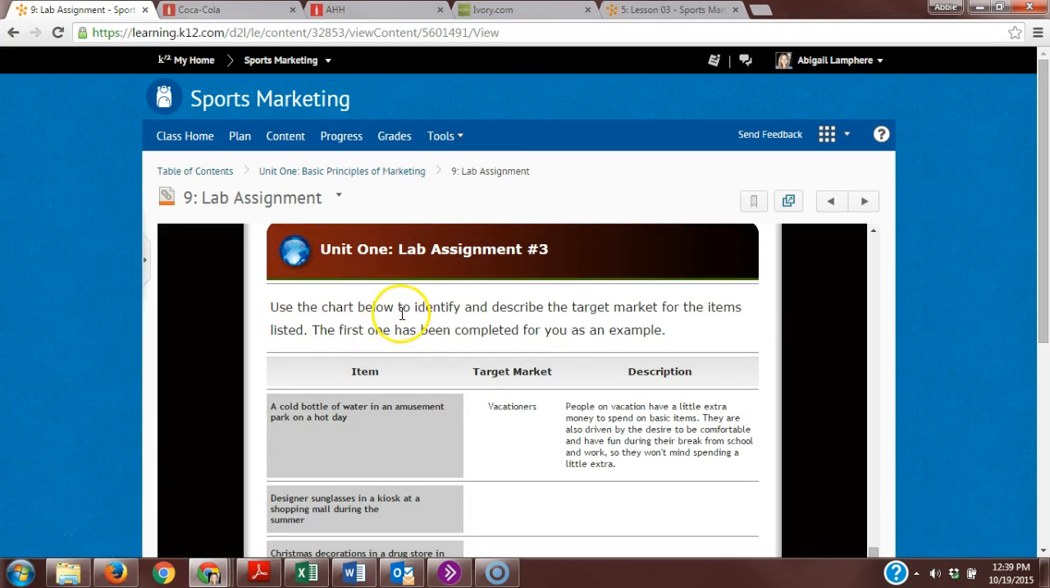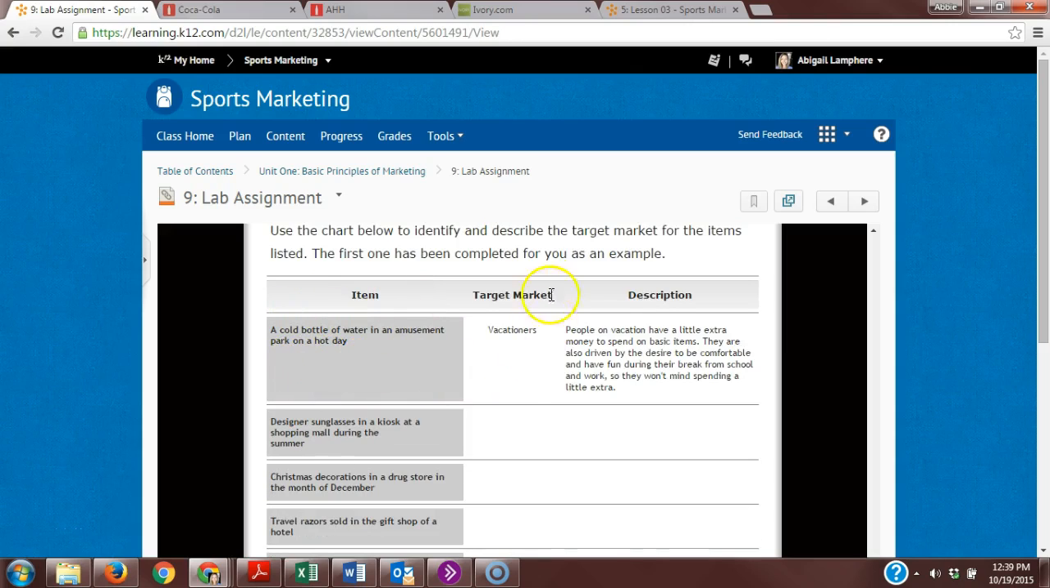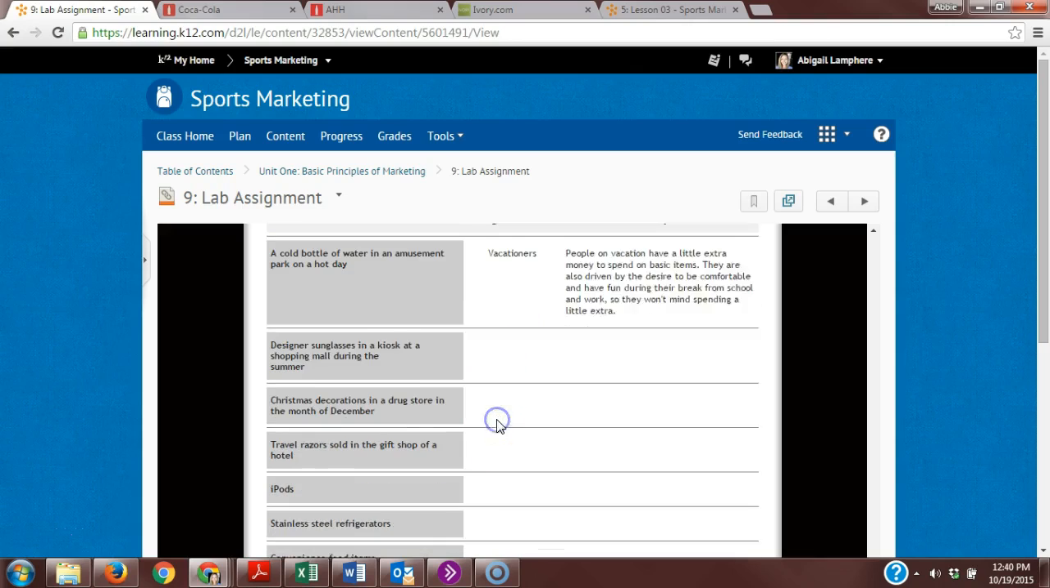Use the chart below to identify and describe the target market for the items listed. First one has been completed for you. So here's the product, and then we're supposed to dictate what the target market is for that product and then why you came to that conclusion. So: cold bottle of water in an amusement park on a hot day. Target market, probably vacationers. People on vacation have a little extra money to spend on basic items. They're also driven by the desire to be comfortable and have fun during their break from school and work, so they won't mind spending a little extra. That's the reasoning behind the target market probably being vacationers.